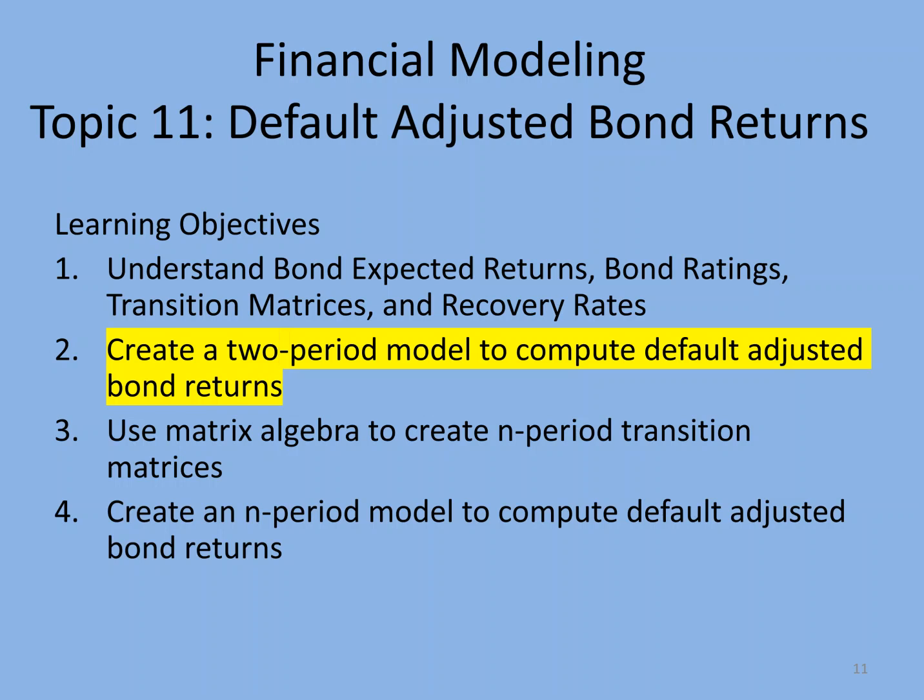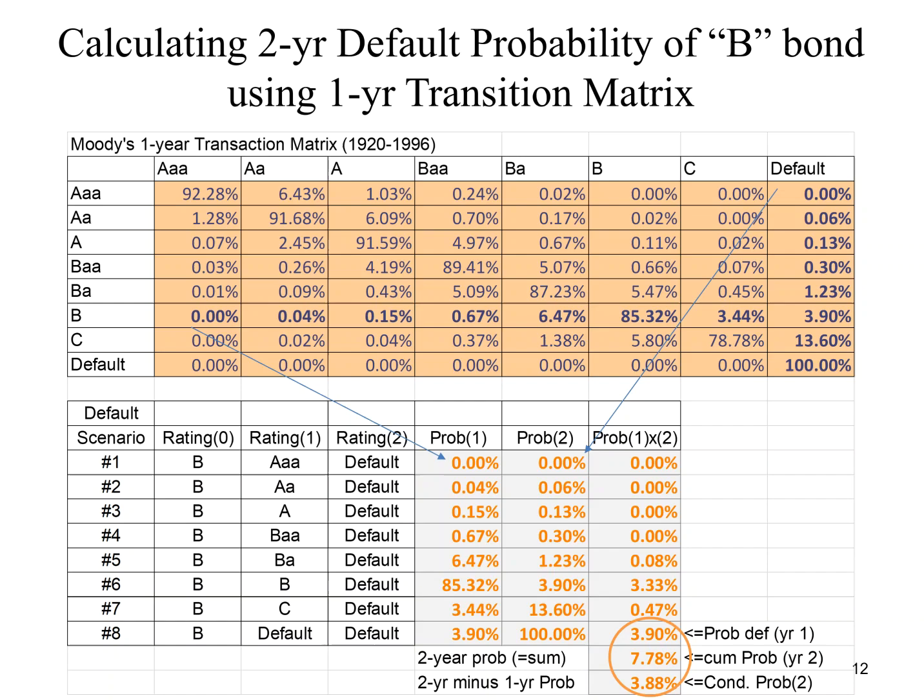Financial Modeling, Topic 11, Default Adjusted Bond Returns, Section 2. We're going to create a two-period model to compute the default adjusted bond return. So we've taken the transition matrix from Topic 1 and I put it into a spreadsheet.